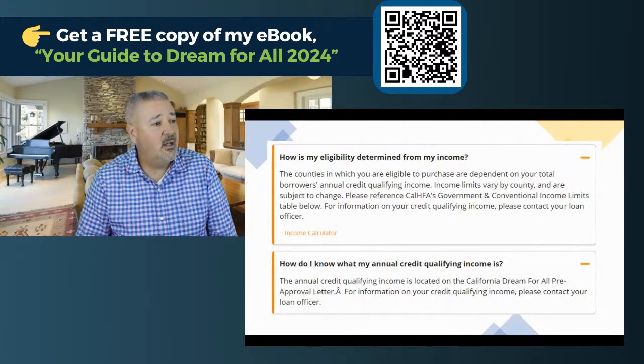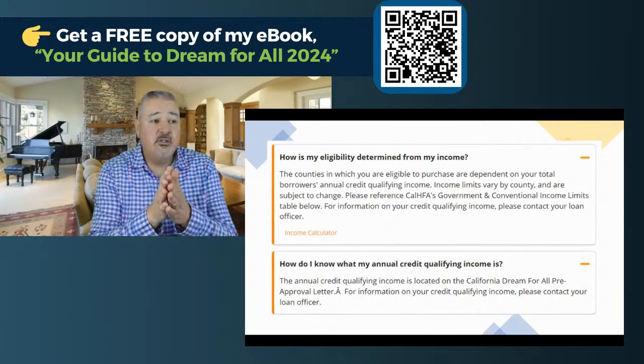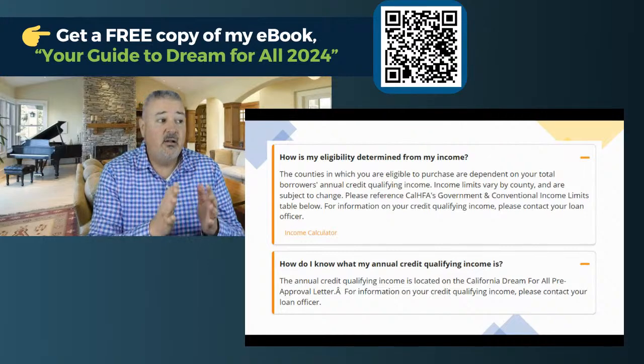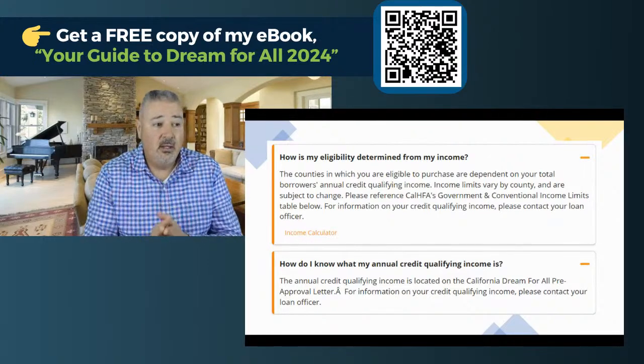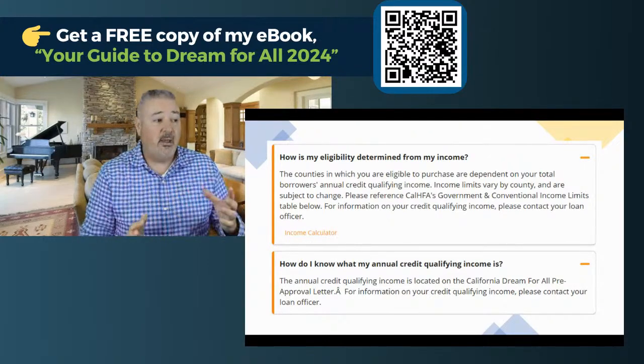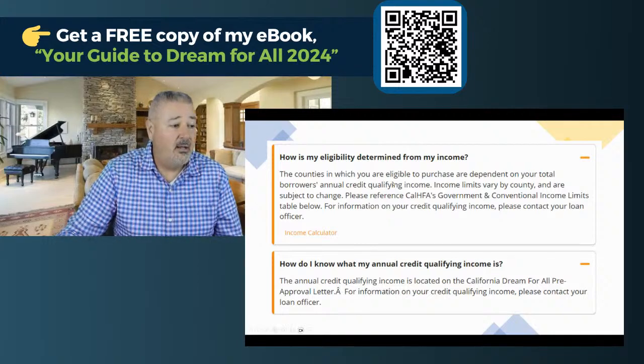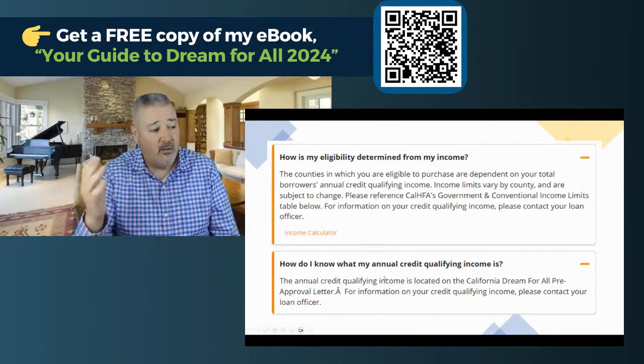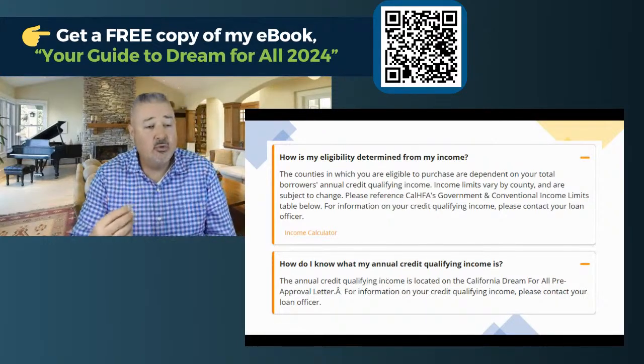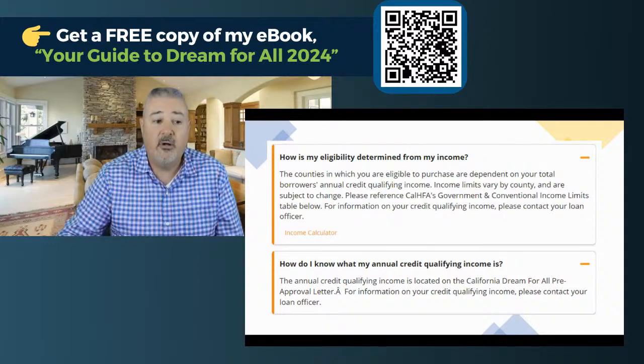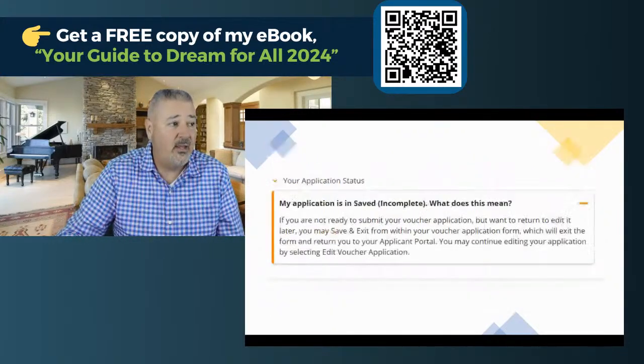Determination of income. The counties in which you're eligible to purchase depend on your total annual income, and income limits vary by county. The annual qualifying income is located on the Dream for All pre-approval letter. That's what we use. So that's the number that I put on your pre-approval letter as your qualifying income.